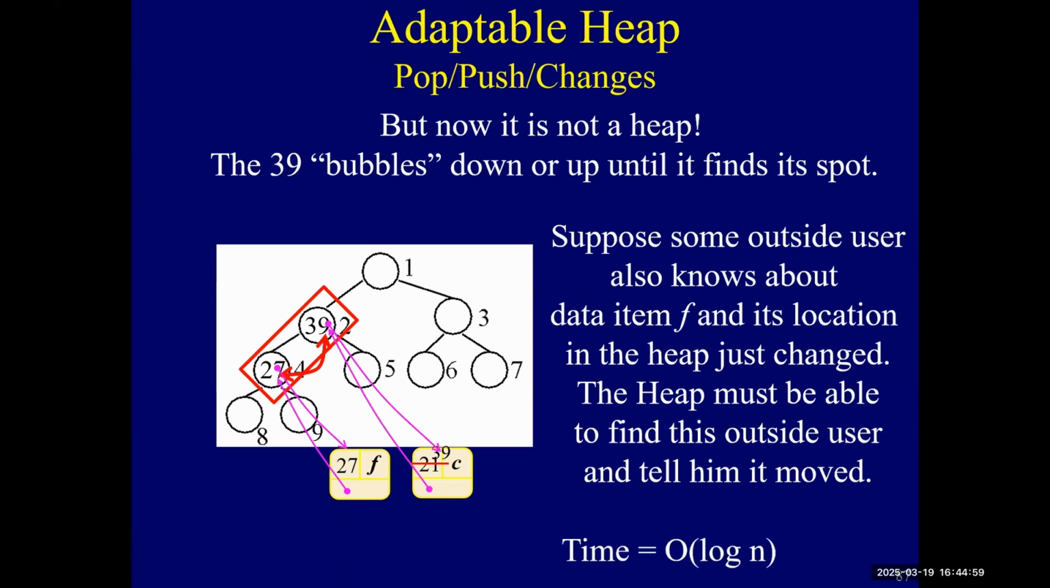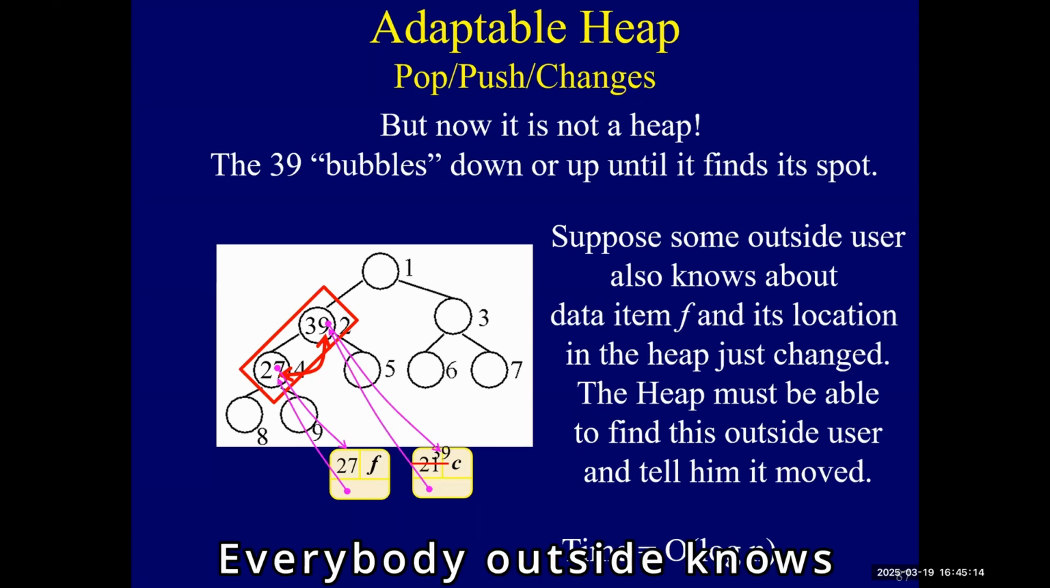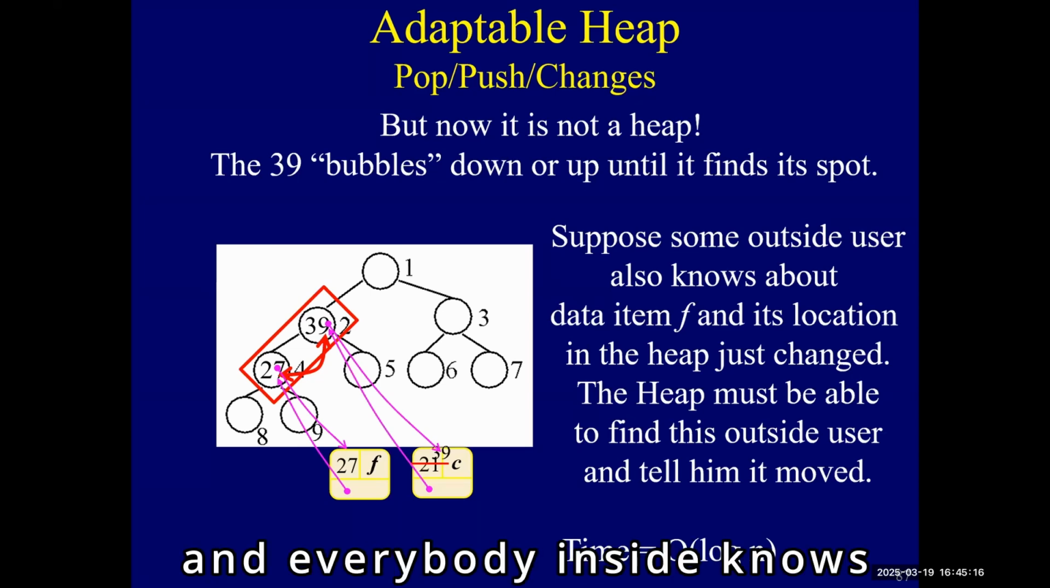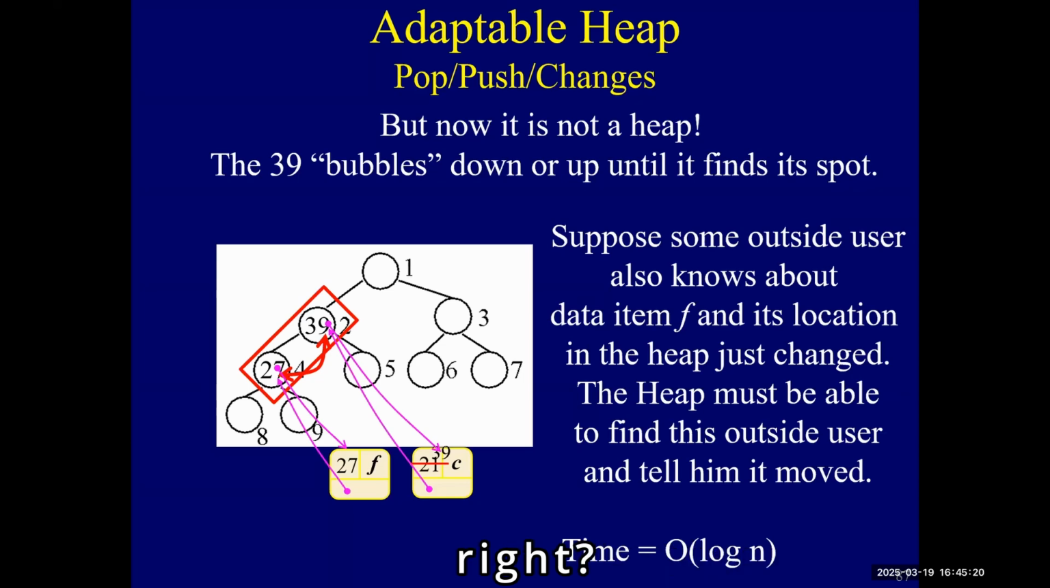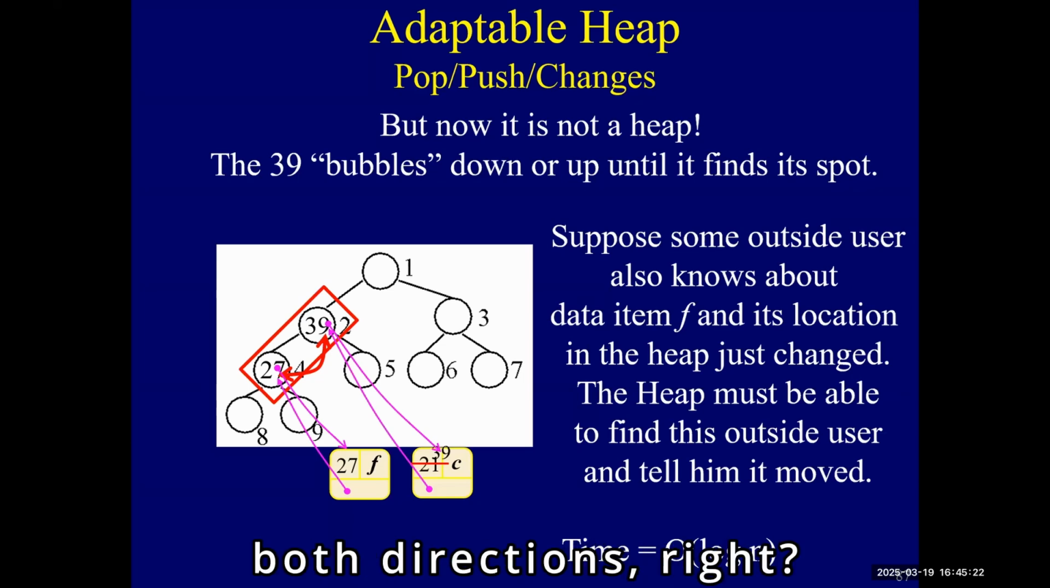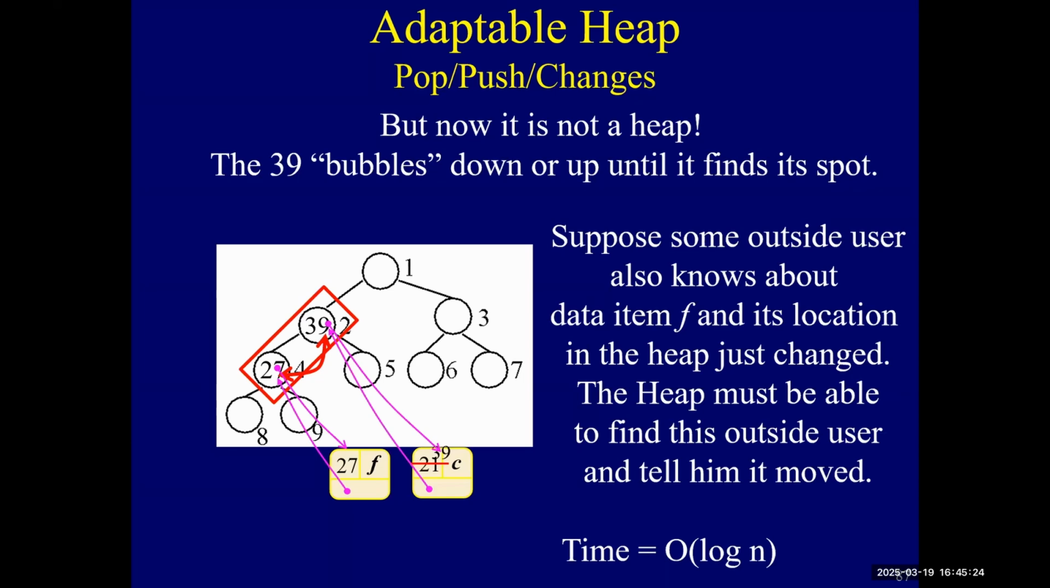Isn't it because you define the system invariant in this case to be that someone who's an outsider knows about the data item and location? Yeah, and the data too. Everybody outside knows where they are, and everybody inside knows who's talking to them. Right? There's a pointer in both directions.